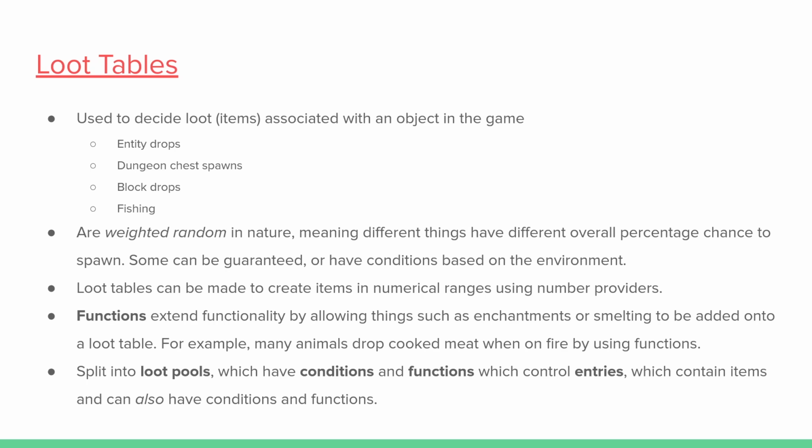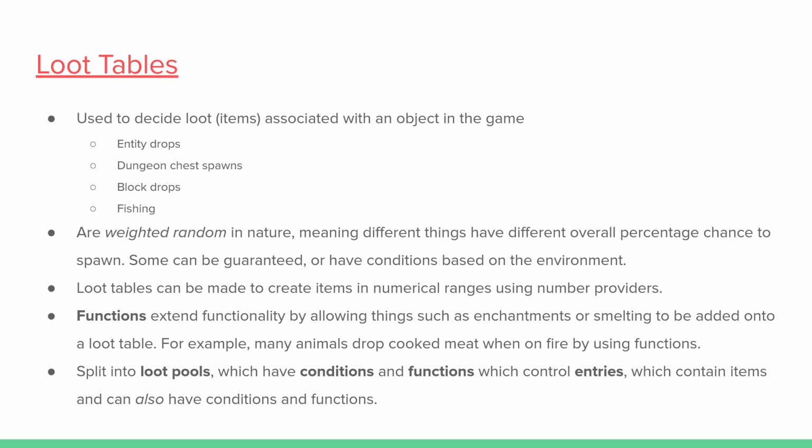So you can also guarantee it by using different loot pools. They can create a different amount of items in a certain range. So you can say, I'm going to drop 2 to 3 steaks or something like that. And then they have a concept called functions, which add functionality.